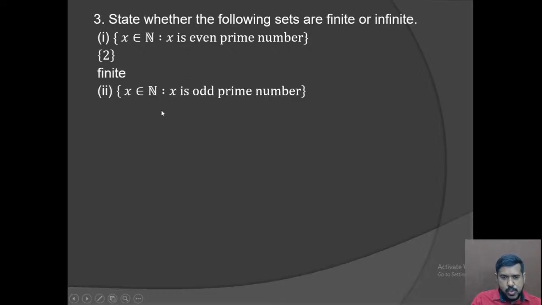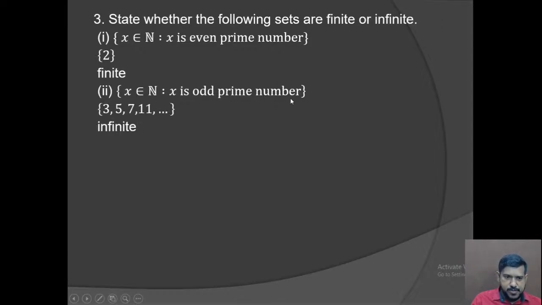X belongs to N, natural number, such that x is an odd prime number. Okay, so you know that 2 is the only even prime number. So the remaining ones are all odd prime numbers. So I can directly write it 3, 5, 7, 11, keep on going. So it is countless. It means this given set is an infinite set.